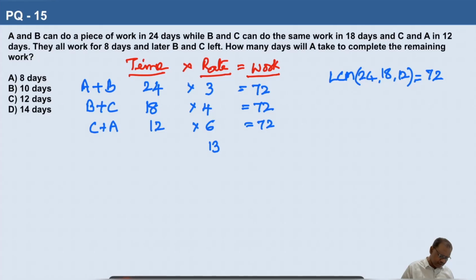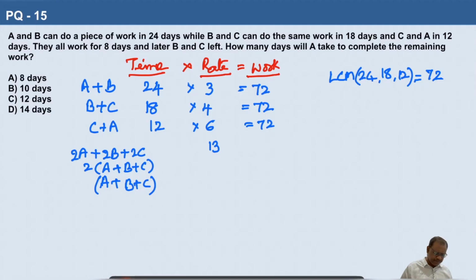If you add here, you will get A plus A, 2A, B plus B, 2B, C plus C, 2C. So that is 2 times A plus B plus C, and their rate is 13 units per day. So the rate of A, B and C all together will be 13 by 2, that is 6.5. So all three can complete 6.5 units in one day.